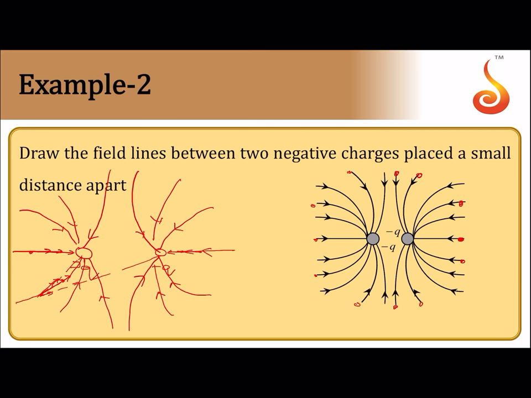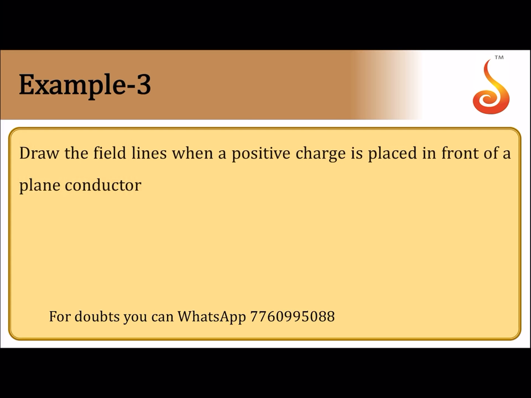Okay, terrific. Let's go to the next example, example three. Draw the field lines when a positive charge is placed in front of a plane conductor. This is a nice one. Challenge question. I want you all to try it.